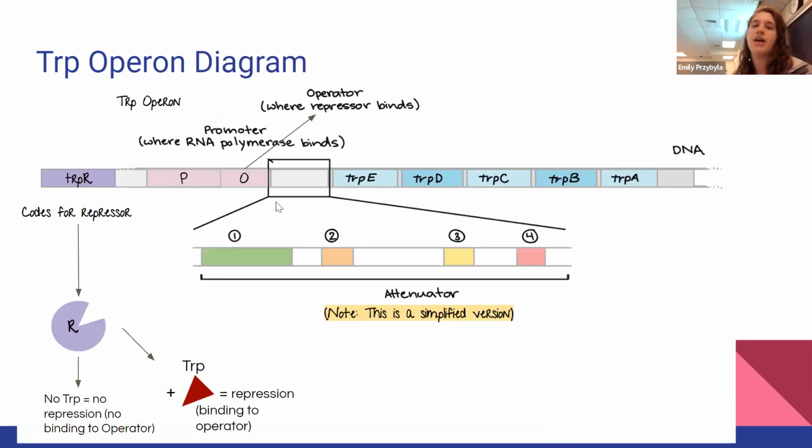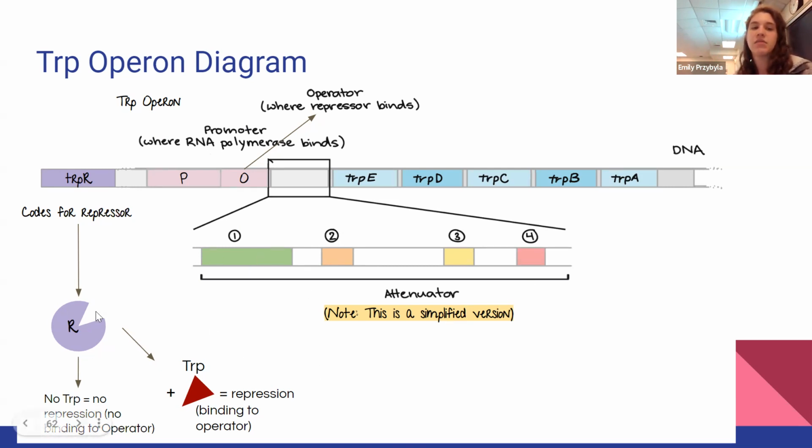Here's a little diagram. We have all of our trp genes. And the important thing about these genes is that you make your polypeptides and you use all of them to make tryptophan, which is kind of why the operon is a good thing. And we only have operons in prokaryotes. So you make all the genes at once that you need to make a tryptophan. And then we have the attenuator sequence. This is a very simplified version of the attenuator sequence.